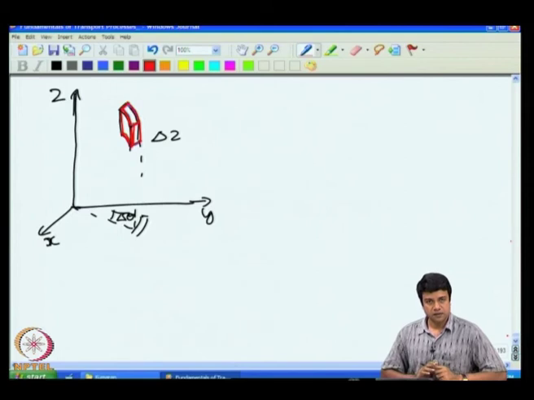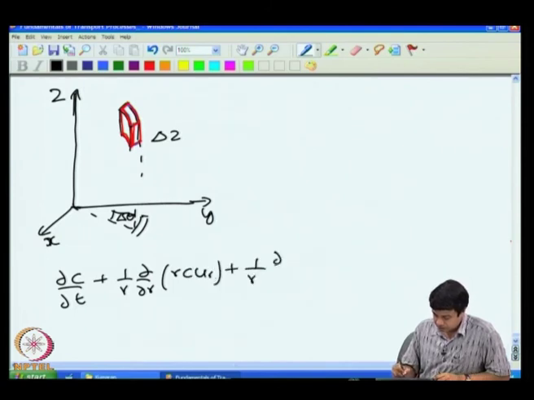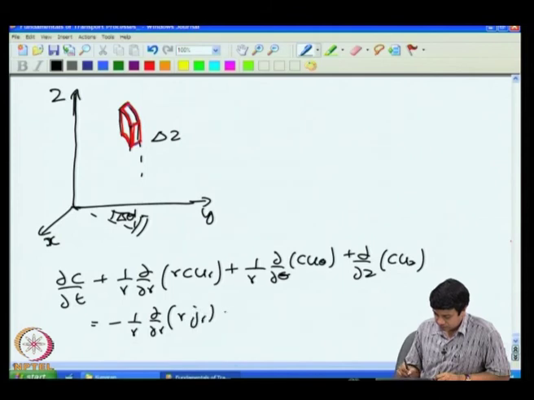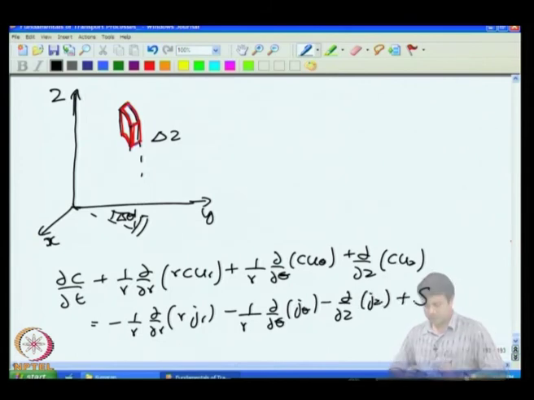So, if I put all these together into the conservation equation and divide by the volume, I will finally get an equation of the form partial c by partial t plus 1 by r d by dr of r c u r plus 1 by r d by d theta of c u theta plus d by dz of c u z is equal to minus the divergence of the flux plus the source term.